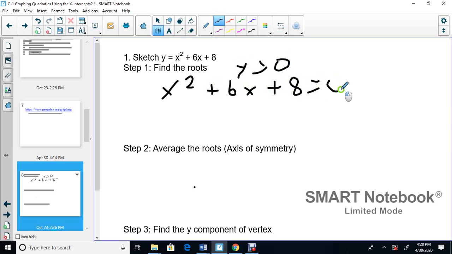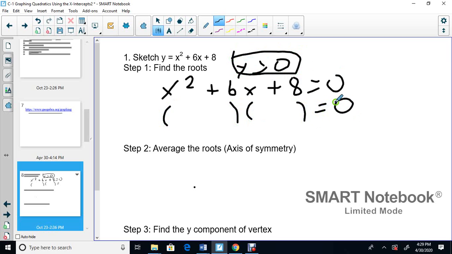equal 0. So the roots, or the x-intercepts, is when y equals 0. That's where our x-intercepts are. Now, how do we do this? We're going to factor. So we're going to create the two brackets and make them equal to 0. Okay, now we've done this before. This is a sum and product. We want to find two numbers that multiply to give us 8 and add to give us 6.